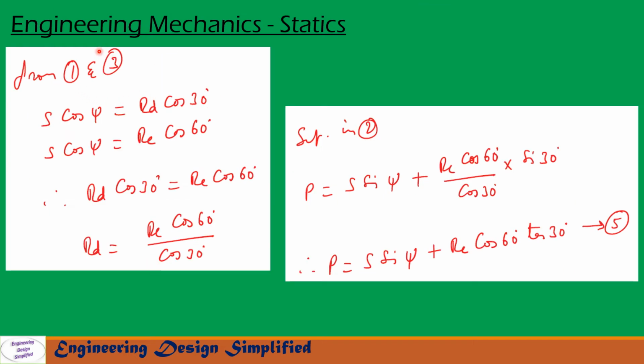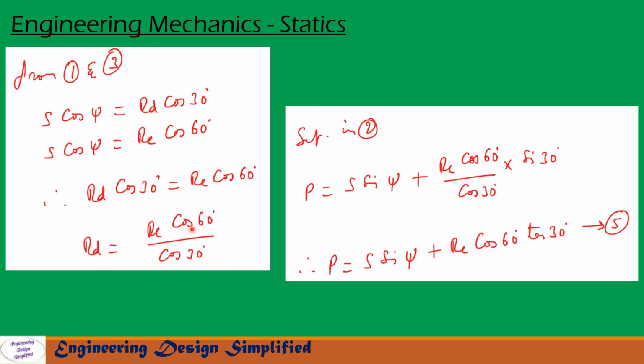Now let us see equations 1 and 3. From equations 1 and 3, S cos psi equal to RD cos 30, and S cos psi equal to RC cos 60. So let us equate equation 1 to equation 3. We get RD cos 30 equal to RC cos 60. So let us pull RD out. We get RD equal to RC cos 60 by cos 30.